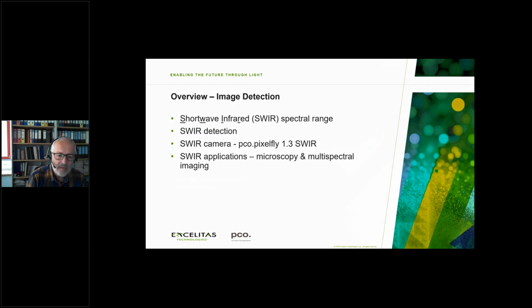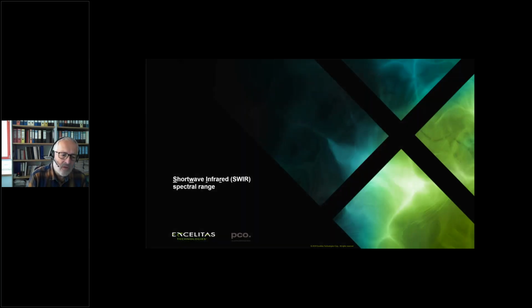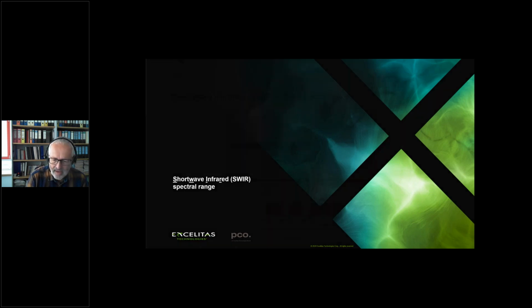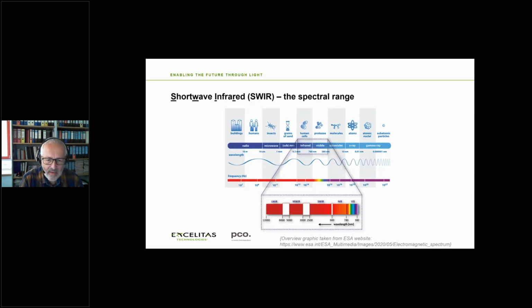But let's start. Let's come to the topic itself, the shortwave infrared spectral range. What is that? Well, I found this nice table from the European Space Agency that compares the size of objects with the corresponding wavelengths of radiation and frequency. And as you might see there, from buildings down to humans, insects, grains of sand, there are human cells and protozoa which are in the size of the wavelength of visible and infrared radiation.